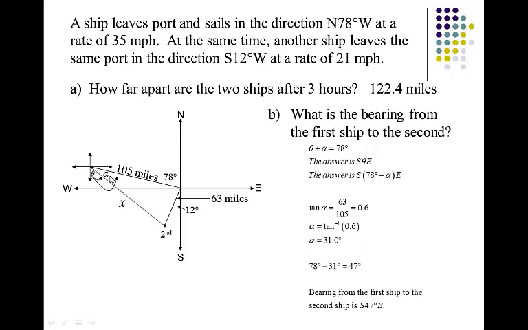So I take 31 away from 78 and I get 47 degrees. Theta must be 47 because alpha is 31 and their combined total is 78 degrees. So I did it. My bearing is south 47 degrees to the east.